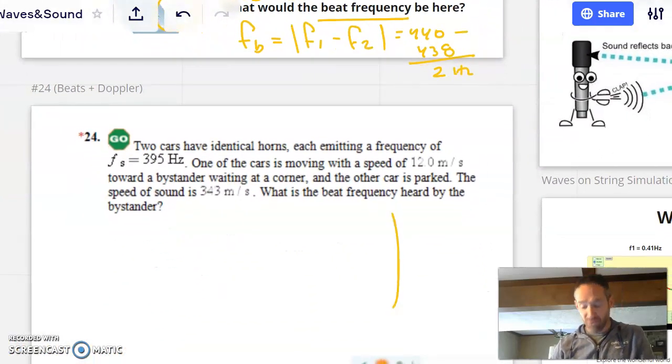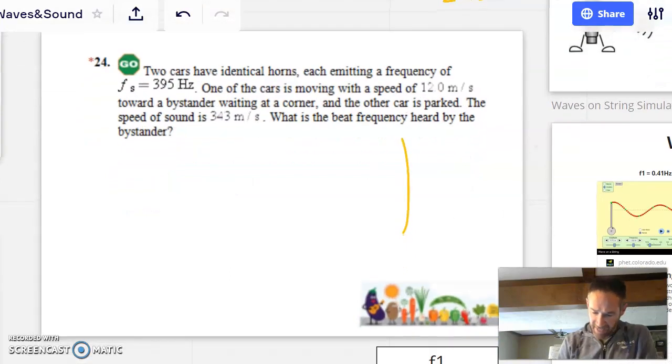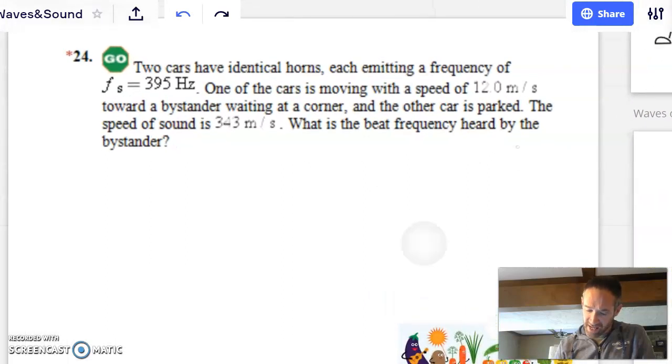One quick example before we're done here for today, and I have a little tie-in with Doppler effect and beat frequency, because just beat frequency itself is pretty easy. So here I have 2 identical car horns, and they each have a frequency of 395 hertz. One of the cars is moving at an observer with a speed of 12 meters a second, and the other car is parked. Now, the speed of the sound is 343, like we often see that it is. What's the beat frequency heard by the bystander?